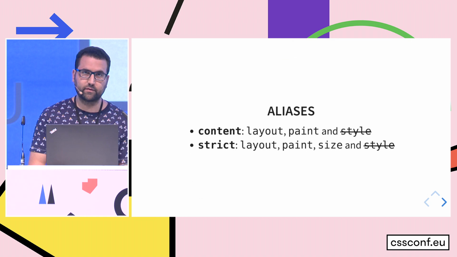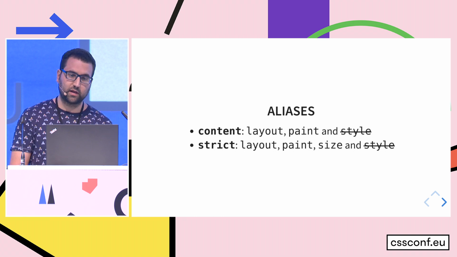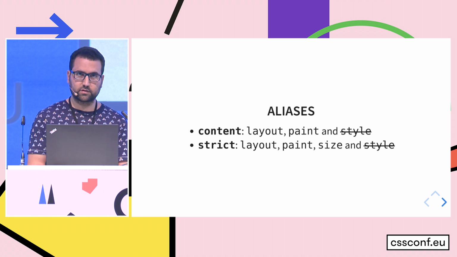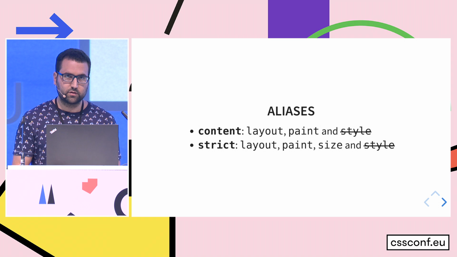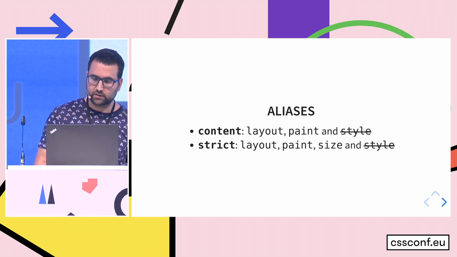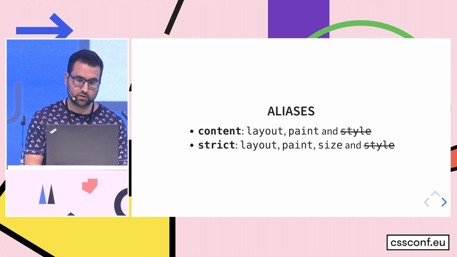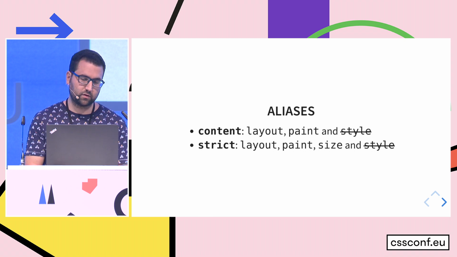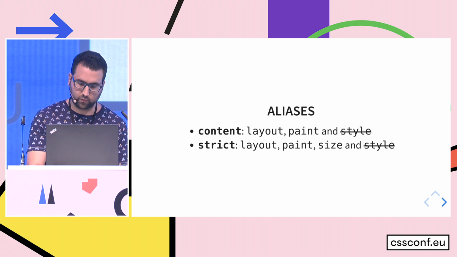So, OK, we have aliases in the spec. So you can say contain content, and that implies layout and paint. Or you can say contain strict, and that implies layout, paint, and size. This used to include style too, but style is marked at risk, and Firefox was planning to ship CSS containment, so it was removed from the spec at this stage. If in the future style is implemented by all the browsers, probably there will be a new alias like all or whatever that will include the style too.